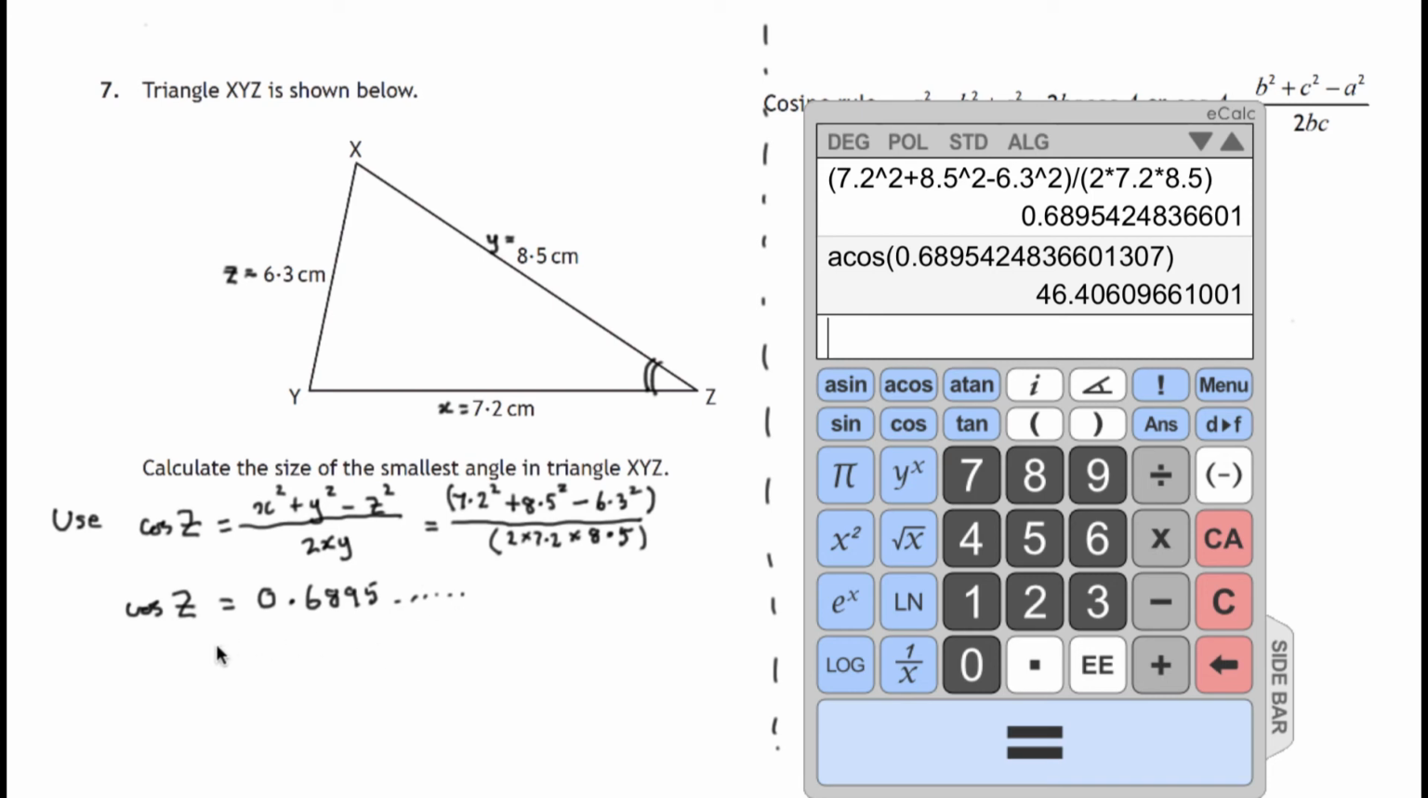Answer 46.4. So angle Z is equal to 46.4, and there's a 0 after that. So that's it to 3 significant figures, or to 1 decimal place. And we'll see how accurate it is. So that's the smallest angle in that triangle. We might as well say that smallest angle, so that's what we were asked for, is 46.4 degrees.